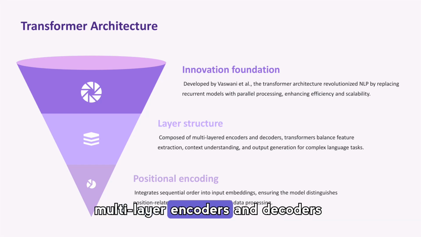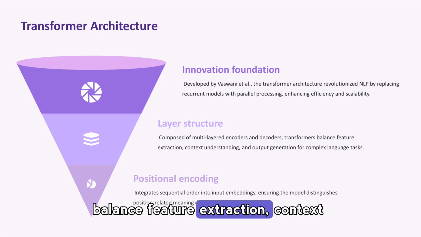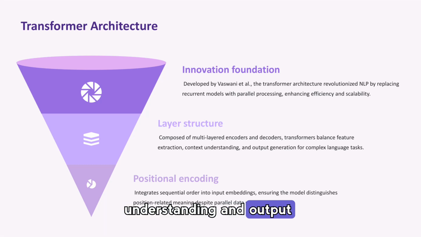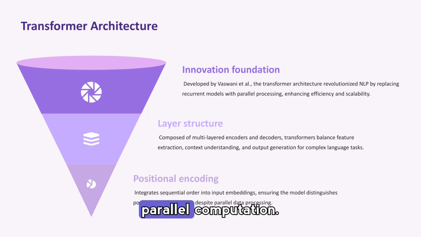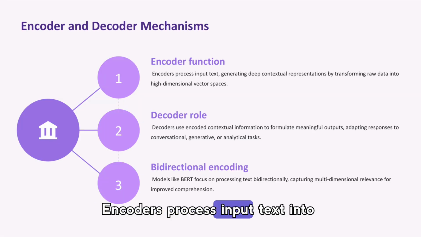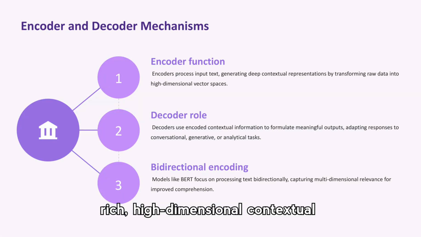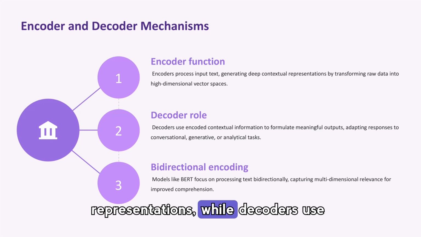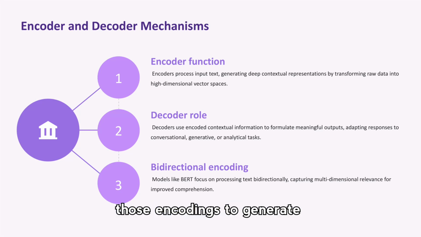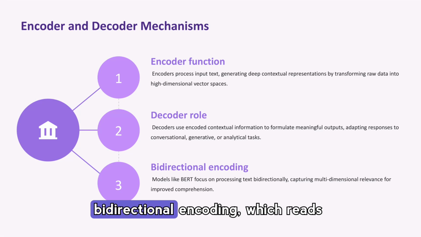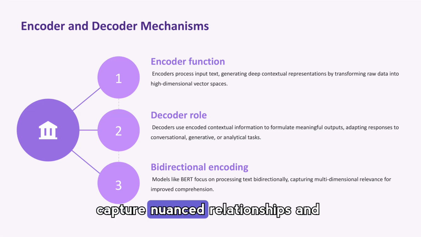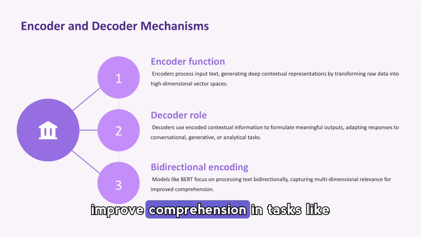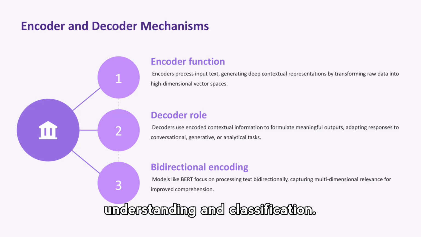Its multi-layer encoders and decoders balance feature extraction, context understanding, and output generation, while positional encoding preserves order information despite parallel computation. Encoders process input text into rich, high-dimensional contextual representations, while decoders use those encodings to generate meaningful outputs tailored to a task. Some models employ bidirectional encoding, which reads context from both directions to capture nuanced relationships and improve comprehension in tasks like understanding and classification.